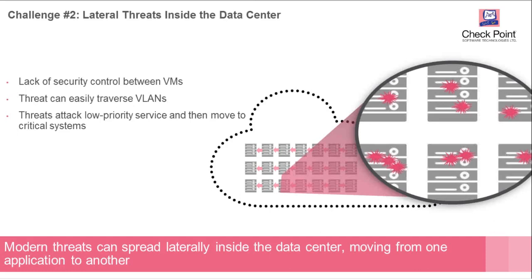Modern threats can spread laterally inside the data center, moving from one application to another. The best example I can give you here is if you take your favorite medieval movie, 9 times out of 10 in these medieval movies, you have a scene with a castle. And the castle is a great analogy, because with a castle, in order to get in or out of the castle, it requires the release and the bringing up of the drawbridge, okay?